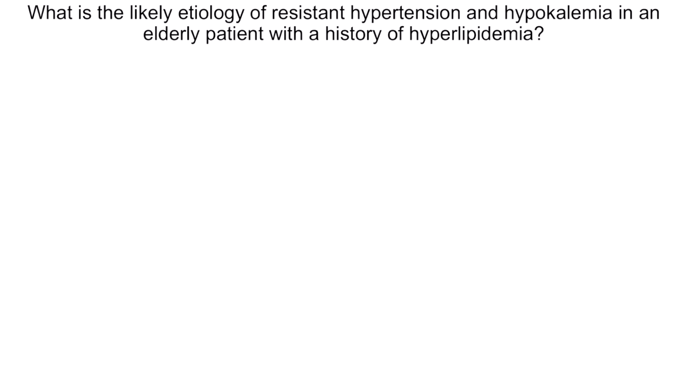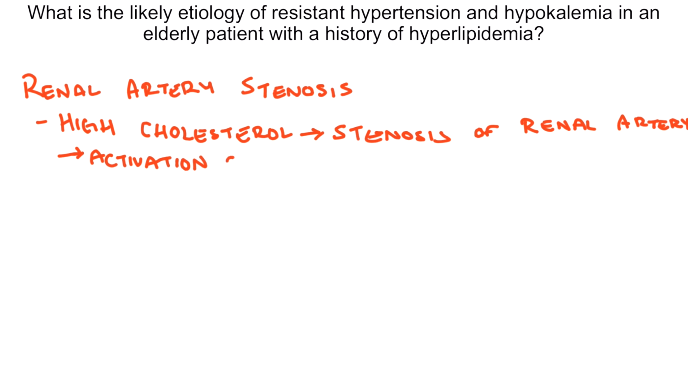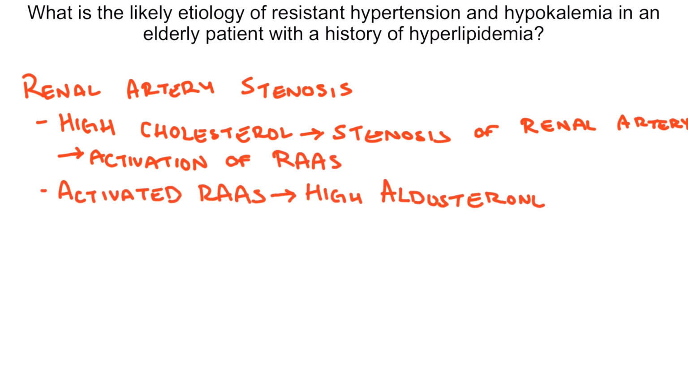All right, let's try a quick question. What is the likely etiology of resistant hypertension and hypokalemia in an elderly patient with a history of hyperlipidemia? All right, the most likely etiology is renal artery stenosis. This happens because high cholesterol levels lead to stenosis of the renal artery, which then leads to activation of the renin-angiotensin-aldosterone system. This in turn leads to excessive production of aldosterone and subsequent hypertension and hypokalemia.